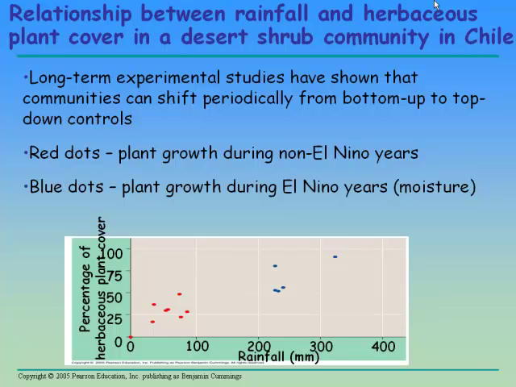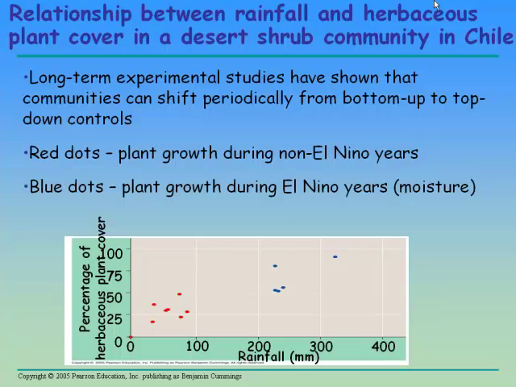So, relationship between rainfall and herbaceous plant cover in a desert shrub community in Chile. Long-term experimental studies have shown that communities can shift periodically from bottom-up to top-down controls. So the red dots show plant growth during non-El Niño years.